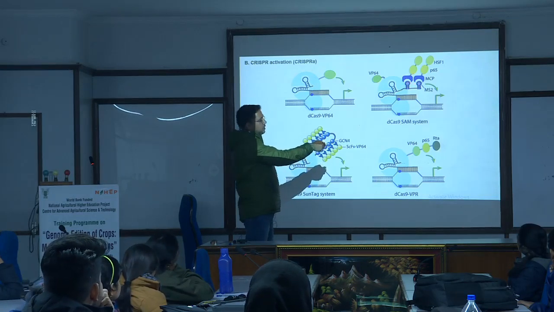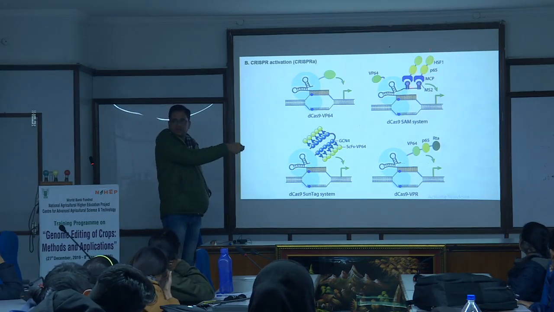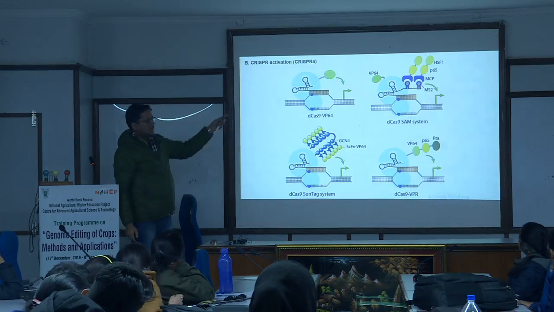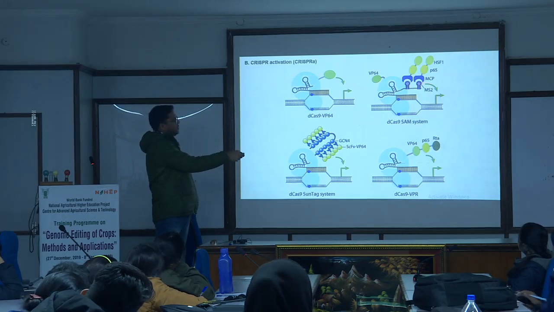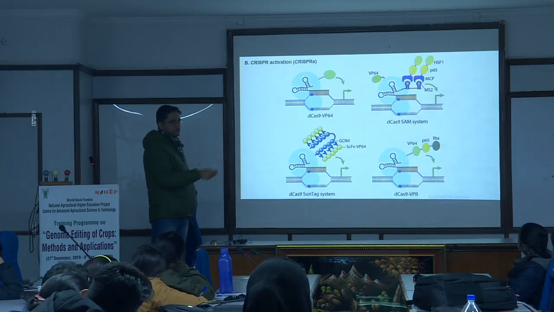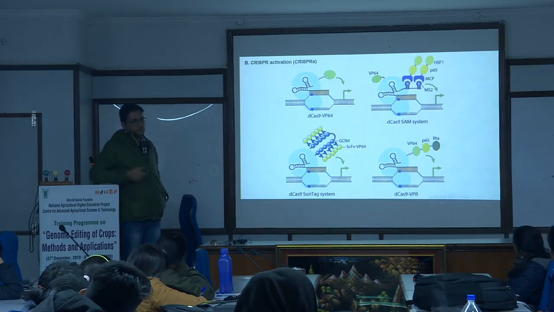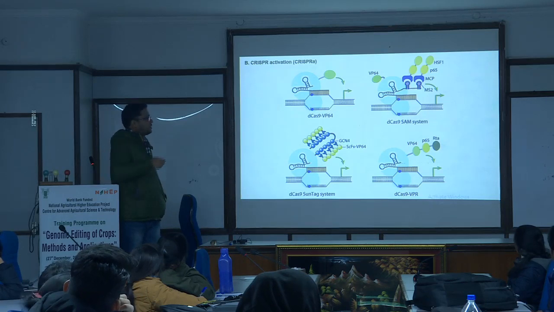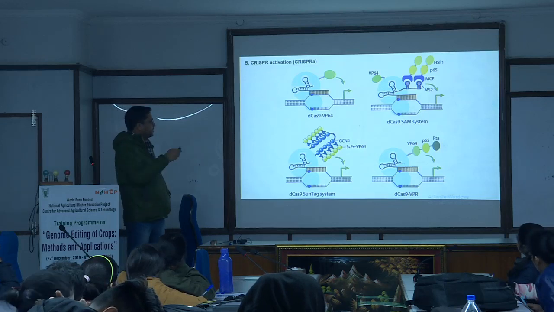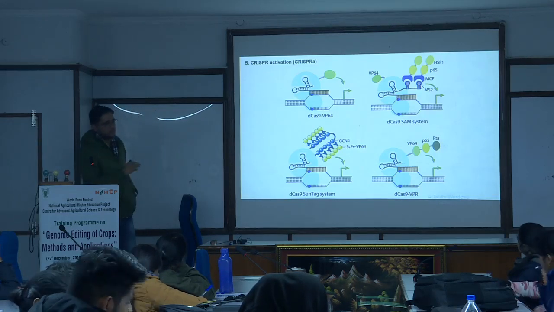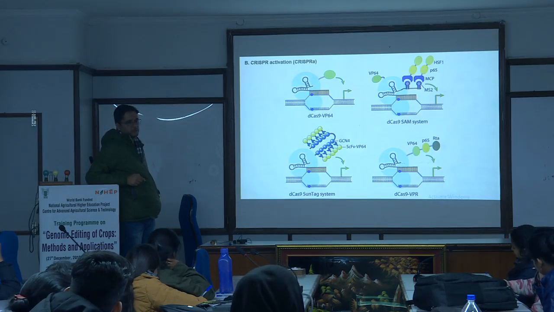So what will happen if you fuse this MCP with different activators, and you have a gRNA scaffold like this with aptamers? It will bind to this. So likewise, you can increase the number of activators in the entire cassette, and it will further enhance the expression of your gene. So these are different systems by which you can use this CRISPR activation.